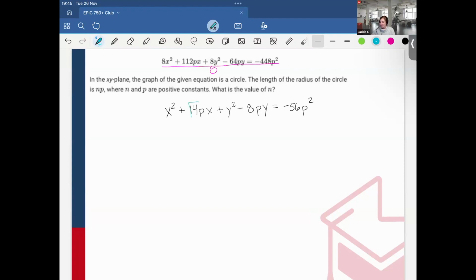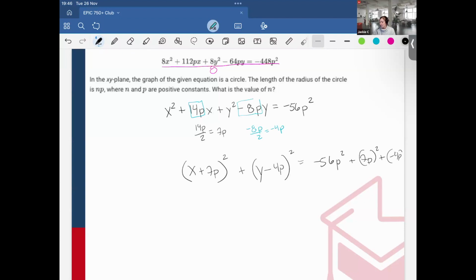So friendly reminder, I take the coefficient in front of x, 14p, divided by 2. That's equal to 7p. So here, just to show, if I were to put it into standard form, this would be 7p squared. I also take the coefficient in front of y, divided by 2. This gives me negative 4p. And here it'd be y minus 4p squared. And then I go ahead and I have to complete the square. So I take those two values, I square them and add them to the other side of the equation. So in standard form, the equation would be as follows.